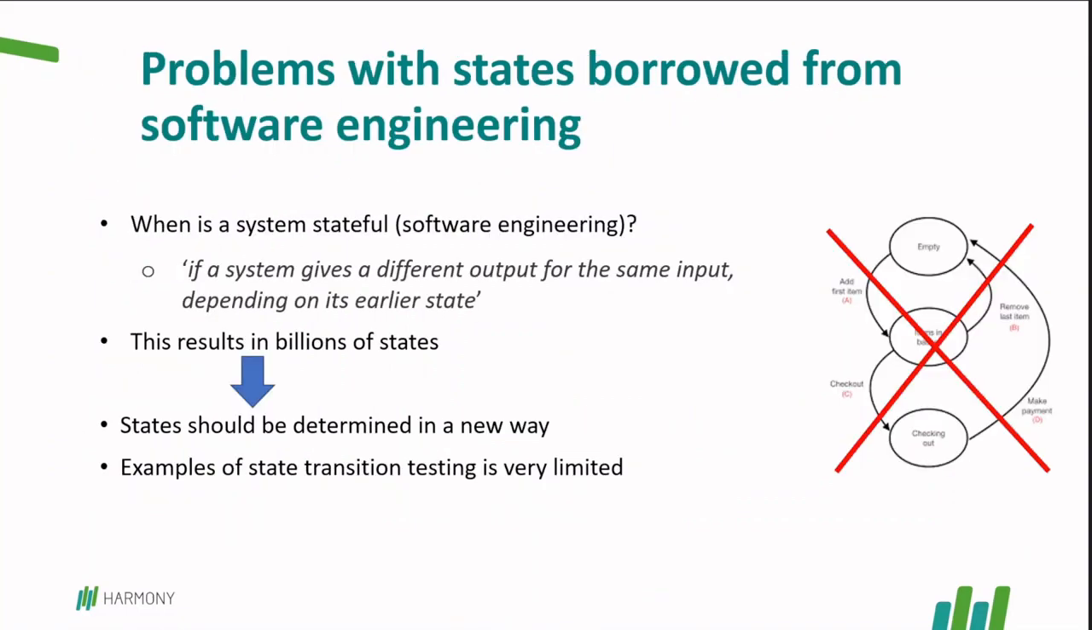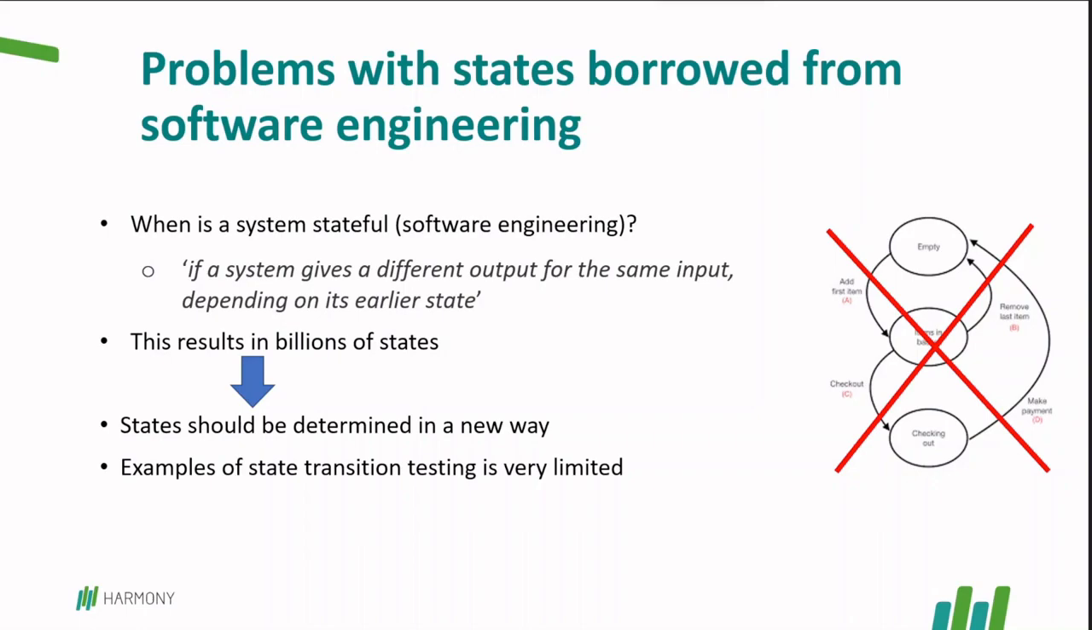Now, the crucial point is the state, because there are problems with state borrowed from software engineering. If you are surfing on the net and ask when a system is stateful, the answer is if a system gives a different output for the same input, depending on its earlier state. However, considering this definition, we have billions or trillions of different states, and it's not good, so states should be determined in a new way.